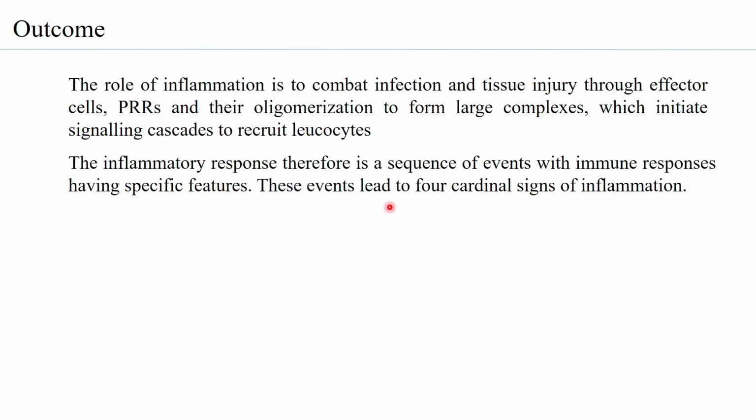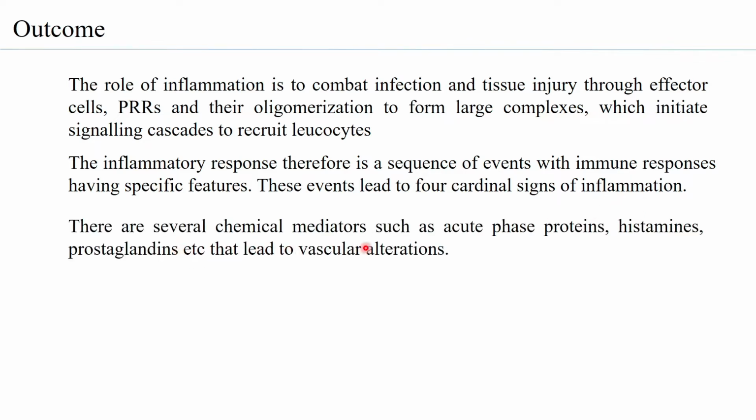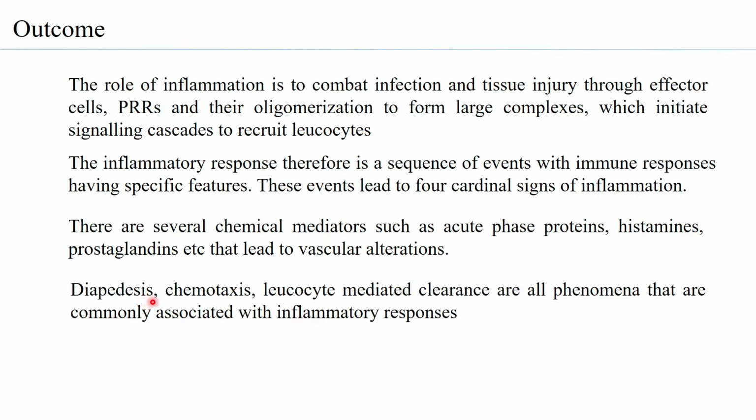These events lead to four cardinal signs of inflammation. There are several chemical mediators such as acute phase proteins, histamines, prostaglandins, etc., that lead to vascular alterations. So, here, what you mean by vascular is basically looking at the blood vessels. Diapedesis, chemotaxis, leukocyte mediated clearance are all phenomena that are commonly associated with inflammatory responses. So let us look at the events in inflammatory response that give rise to four cardinal signs.